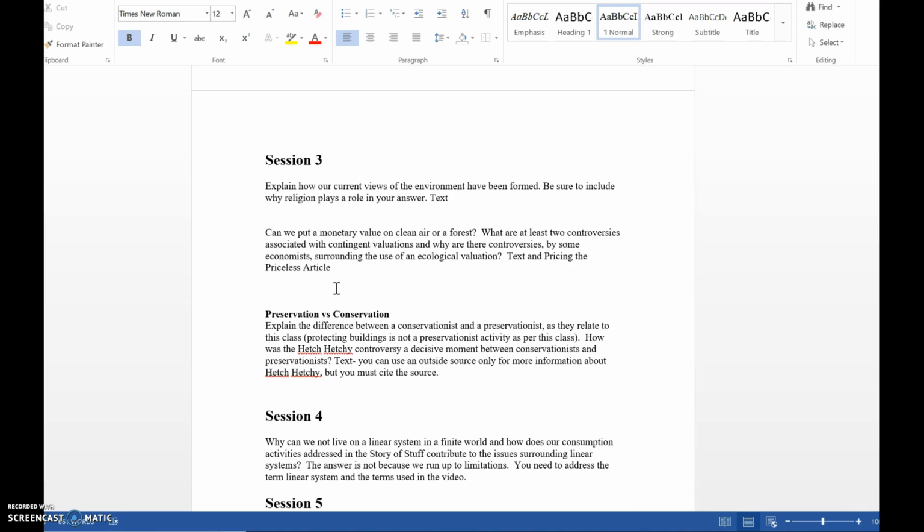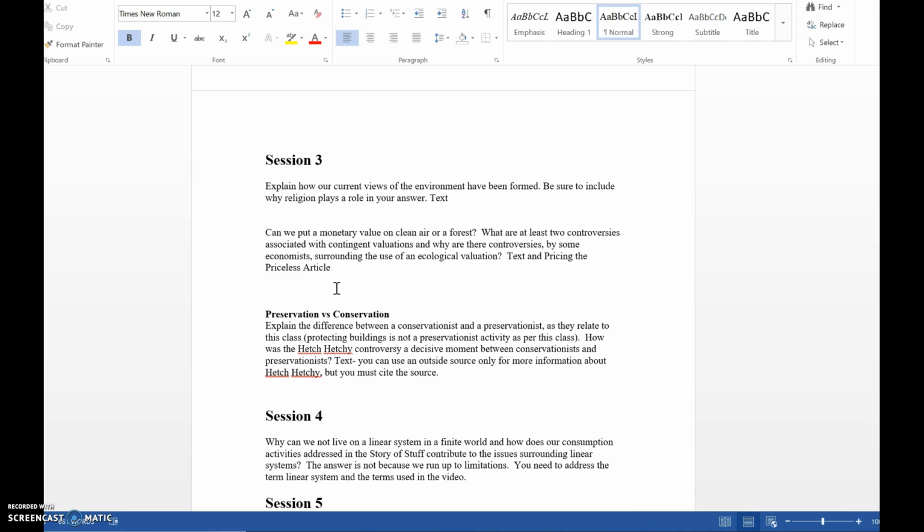Okay, so that's for that question then. Can we put a monetary value on clean air or forests? This can be found in the textbook. It can also be found in the cost-benefit analysis article. What are at least 2 controversies associated with contingent valuations? What are the controversies by some economists surrounding the use of ecological valuation? This can be found in the textbook as well.